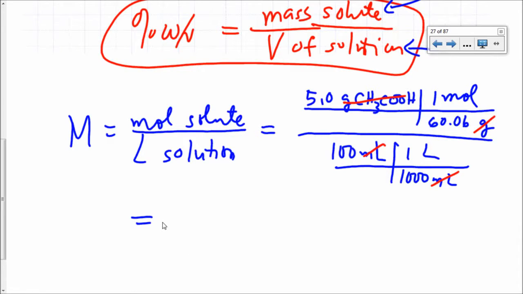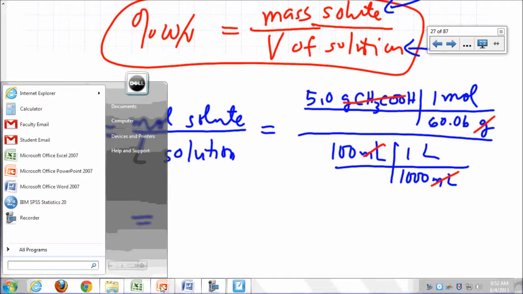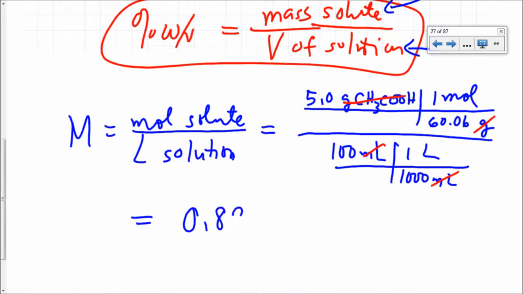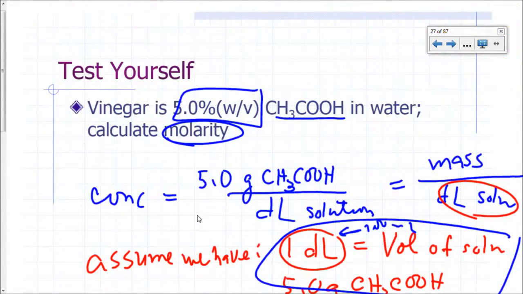5 over 60.06 divided by 0.1. What would that be? Let's see, calculator. You have 5 divided by 60.06 divided by 0.1. 100 over 1,000 is 0.1. So this is 0.83 moles per liter. Why am I only keeping 2 sig figs? I only have 5.0 here, so my answer should have only 2 sig figs.